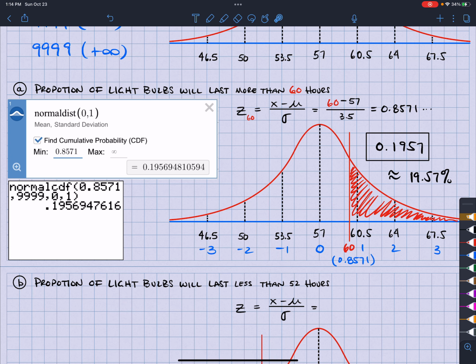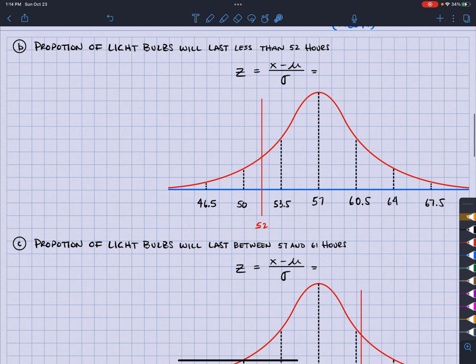All right, next one. It wants the proportion of the light bulbs that will last less than 52 hours. Well, here's my 52 hours. And I want less than, so I'm going to shade less than. So less than is going to look something like this. So that's what I want. I'm going from negative infinity all the way to 52. Correct? So again, let me normalize this and see.